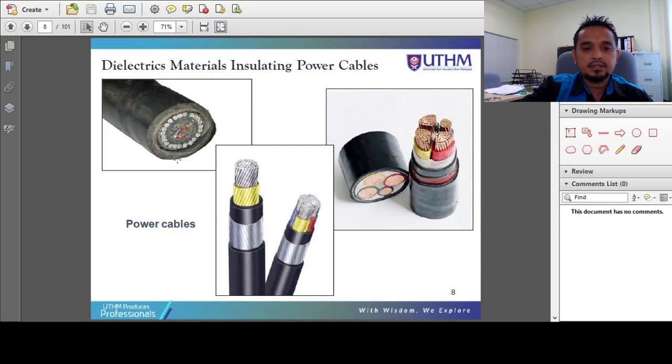Here we have the example of solid dielectric material, which is used for the cable as an insulator, so that the cable is kept protected from the danger of the current flow, the high voltage and current flow.